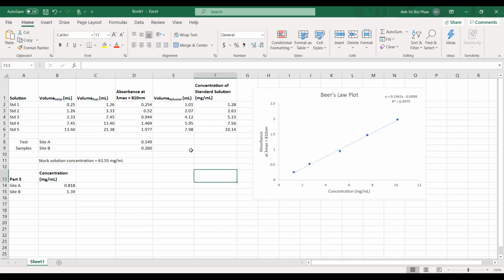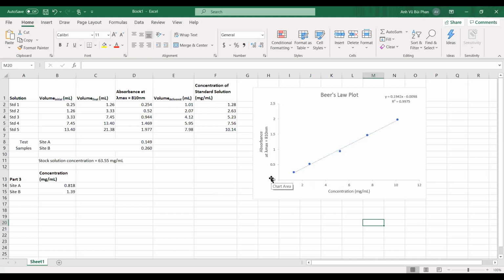Also, you can tell the more concentrated the solution, the more absorbance, since the light cannot pass through the highly concentrated solution. That should be part 2 of this. We're going to walk through part 3, which is going to describe how it will be used to determine the concentration for the two possible copper mining sites. So as I said earlier, the absorbance is going to represent the y-axis, and the x-axis is going to be the concentration. We were given the test samples from site A and site B, which are 0.149 for site A and 0.260 for site B.